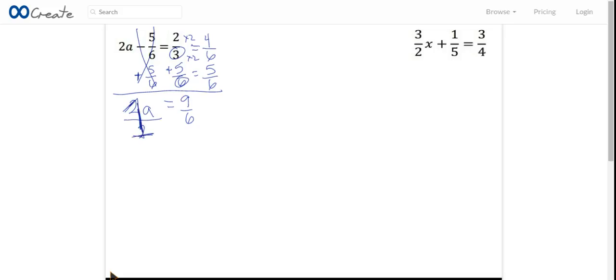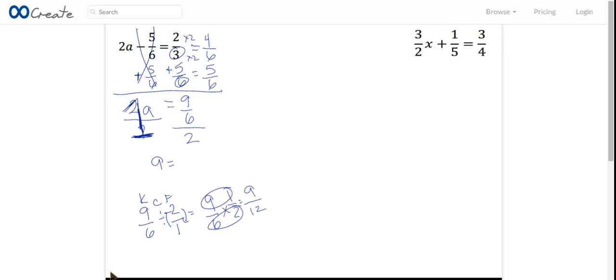When I divide this side by 2, I get my coefficient of 1. But now I need to divide 9/6 by 2. Alright, so 9/6 divided by 2 over 1. And if I do keep, change, flip, it keeps me 9/6 times, flip that 2 over 1, so now I get 1/2. 9 times 1 is 9. 6 times 2 is 12. 9/12. Well, I know that 3 can go into 9 and 12, so if I divide each of those by 3, 9 divided by 3 is 3, 12 divided by 3 is 4, so my answer is 3/4.